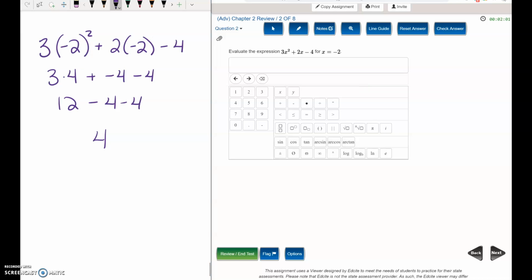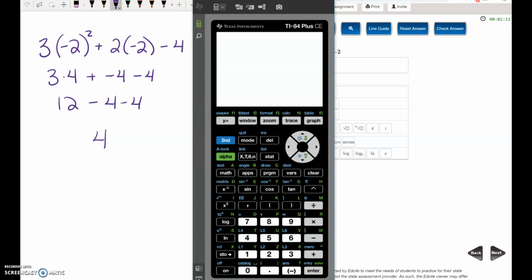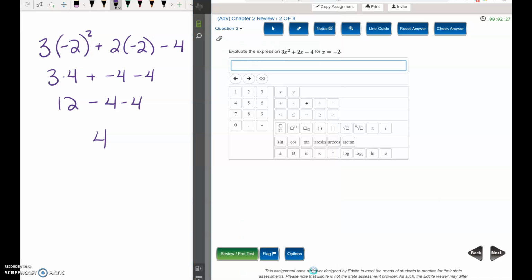Let me pull up the calculator so you can see how to enter that. Whether you're using a graphing calculator or a scientific calculator, you will want to enter it with those parentheses. So 3, parentheses, negative 2, close parentheses, squared, plus 2, parentheses, negative 2, minus 4. The correct answer is 4. So you get to type in 4. Next.